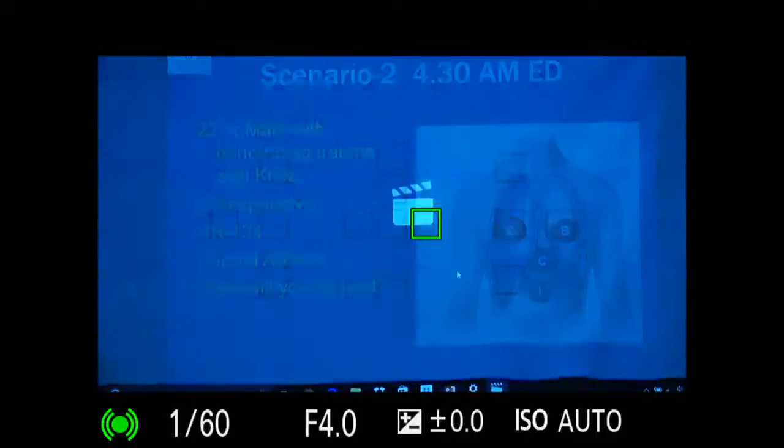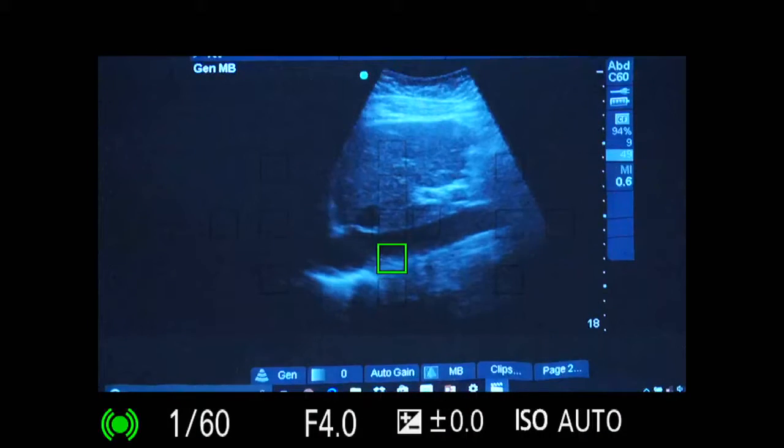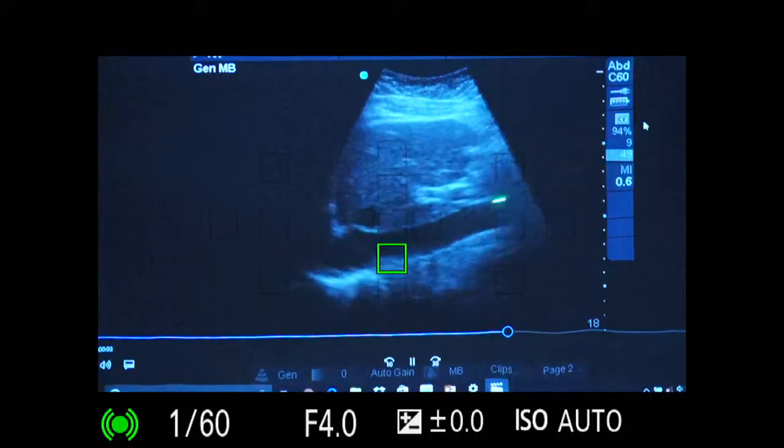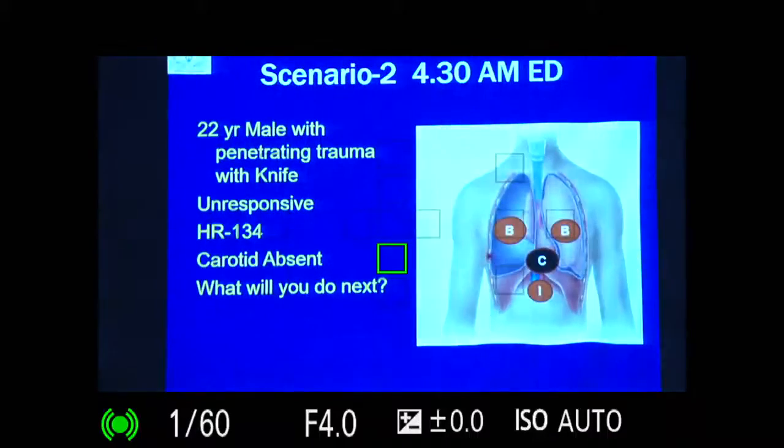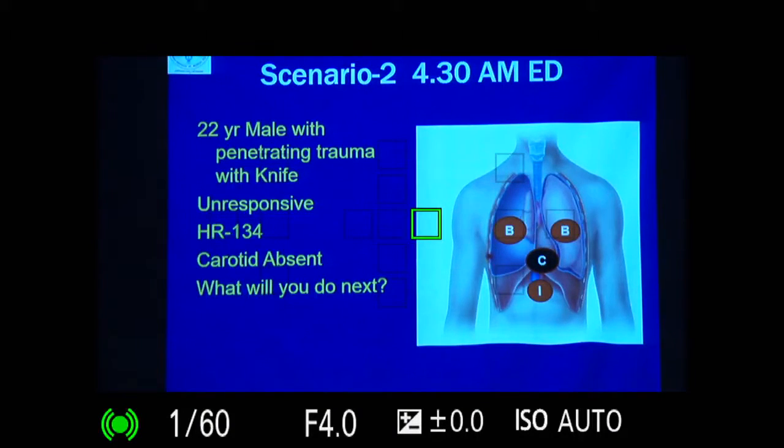Dilated. Yeah, because it is an obstructive shock. So, this is a dilated IVC. I am showing you all because you understand the physiology. That is why. Otherwise, there is no point doing IVC. Okay, remember this.